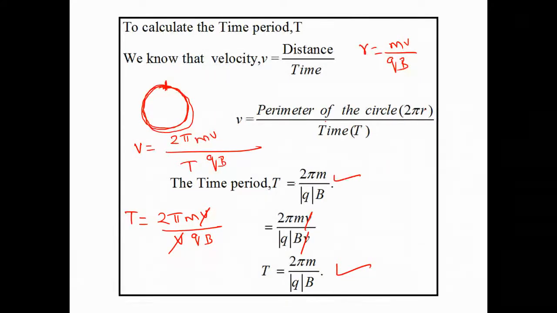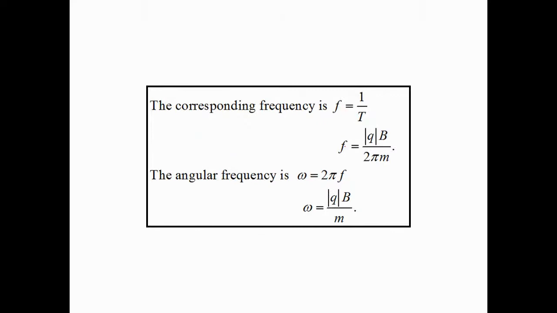First we will get the radius. Once you know the radius formula, you can easily find the time period. Once you know the time period, calculating the frequency will be very easy, because we know frequency is nothing but the inverse of the time period.